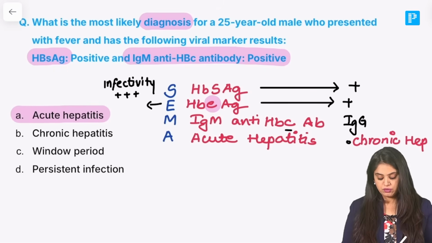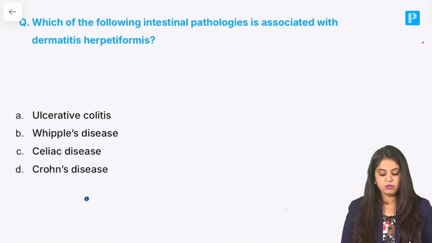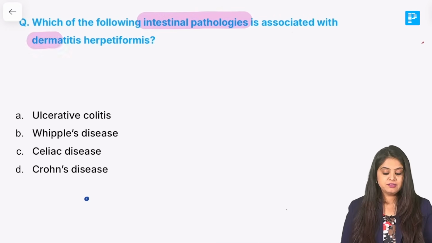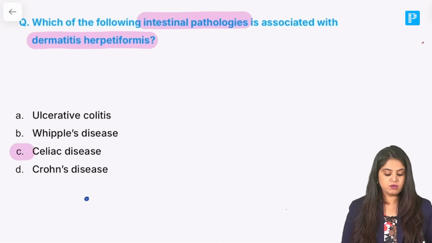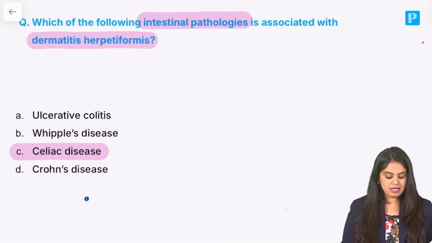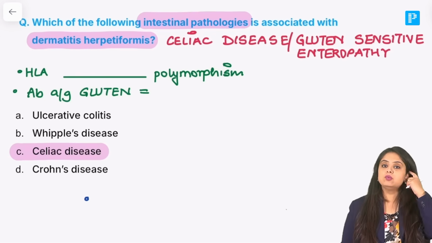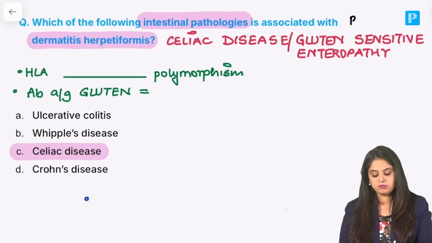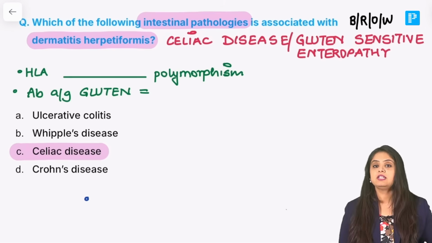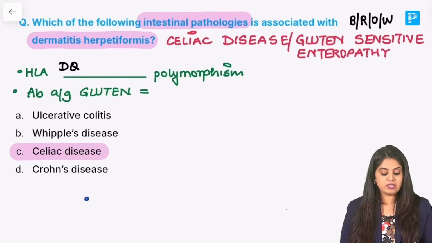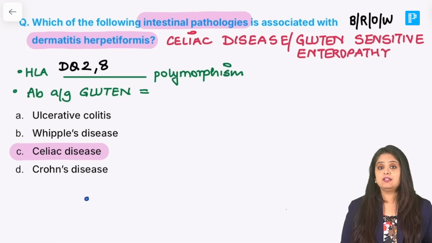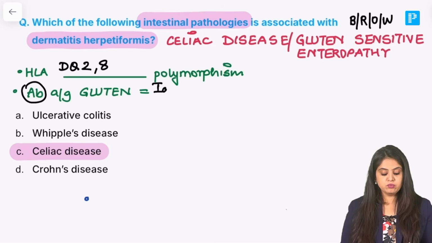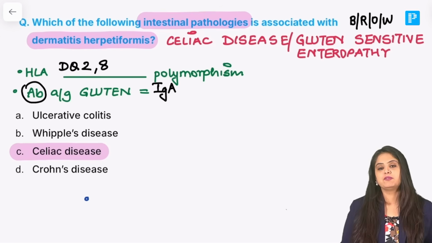Now let's move on to the next question, where they've said which of the following intestinal pathologies is associated with dermatitis herpetiformis, and we know it is celiac disease. I hope you remember celiac disease is the gluten sensitivity disease, right? And we all know, no need to write, but gluten is present in the bro cereal, that is barley, rye, oats and wheat. This usually occurs due to HLA DQ2 and DQ8 polymorphism, and the antibodies that are formed against gluten usually happen to be the IgA type of antibodies.